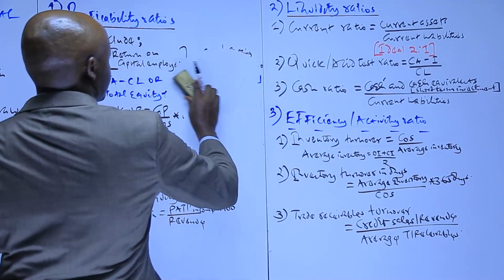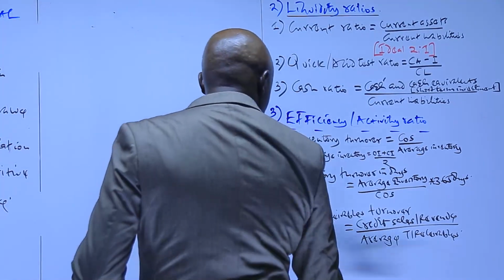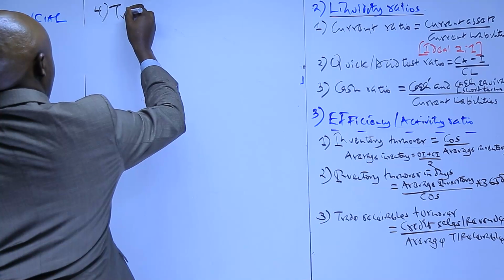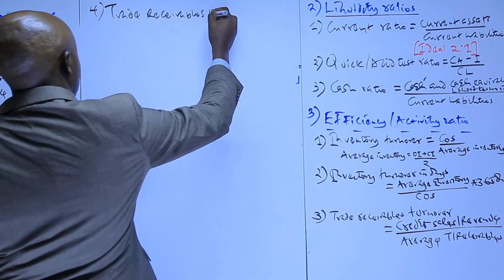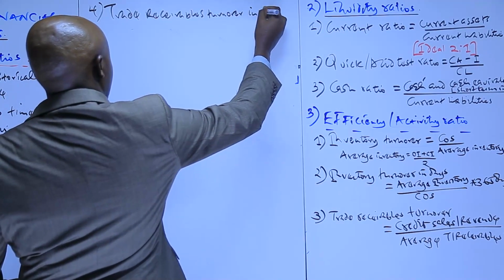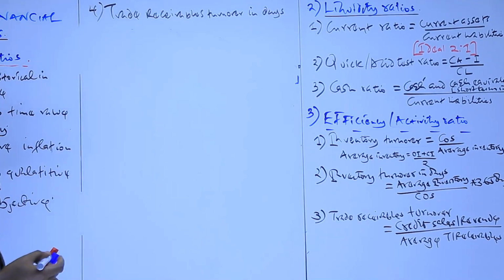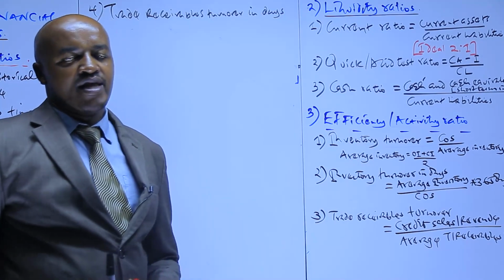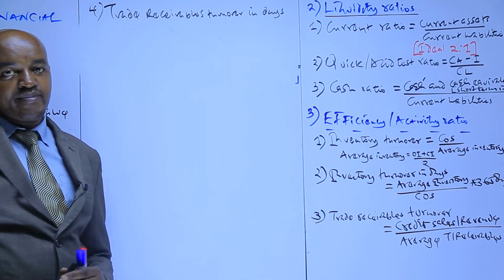Then next, number 4, we have trade receivables turnover in days. In other terms, this ratio is also known as the trade receivables collection period. It is a ratio computed to determine on average the number of days the customers take to pay their debts. The shorter the number of days, the better.